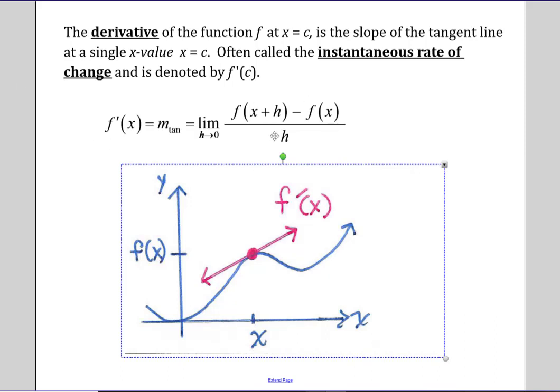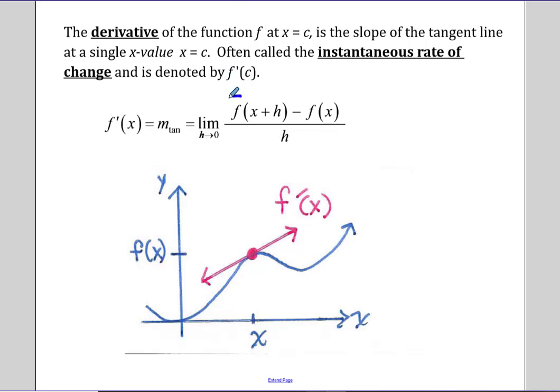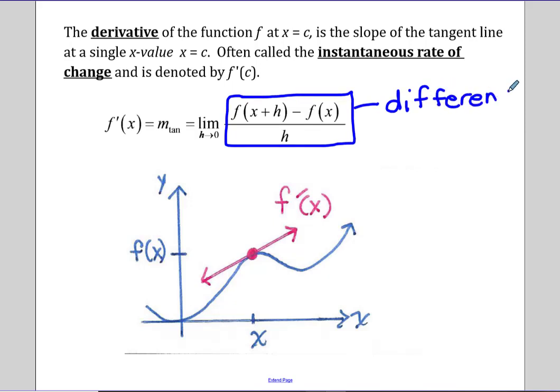This piece right here in our formula, the limit formula, I'm going to point out this part of that expression, which is called the difference quotient. So if we take the limit of the difference quotient as the denominator goes to 0, we would be finding what's called the derivative, or the instantaneous rate of change.